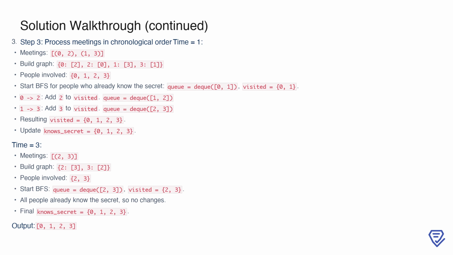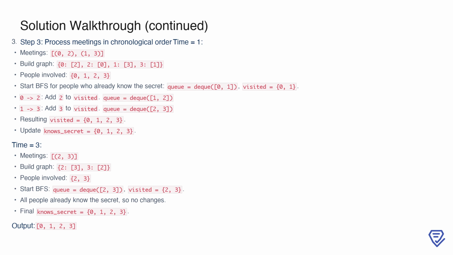At time 1, we consider the meetings between persons 0 and 2, and persons 1 and 3. A graph is built where edges represent these meetings. This connects persons 0 to 2 and 1 to 3. The people involved in these meetings are 0, 1, 2, and 3. We then perform a breadth-first search, BFS, starting with the people who already know the secret, which are persons 0 and 1. Person 0 shares the secret with person 2, and person 1 shares it with person 3. This means that by the end of this time step, all 4 people, 0, 1, 2, and 3, know the secret.